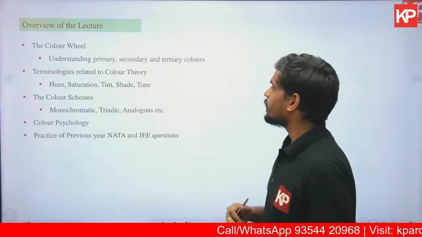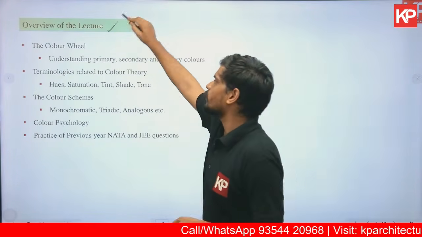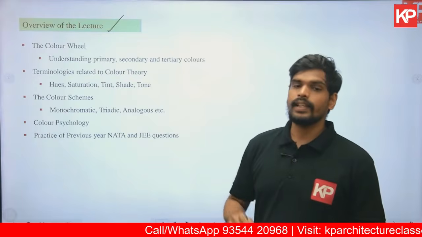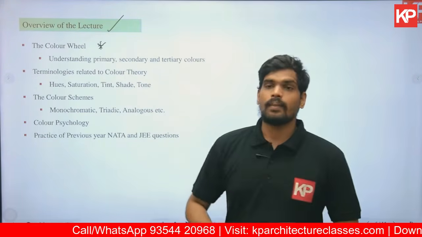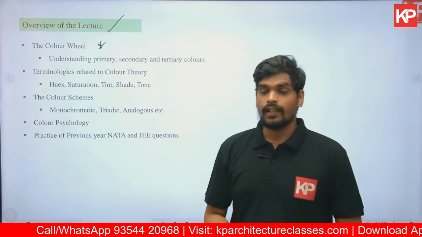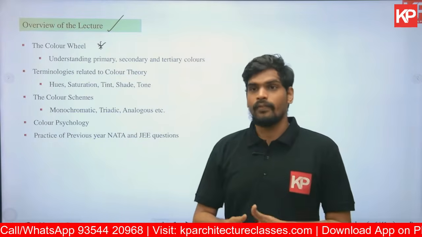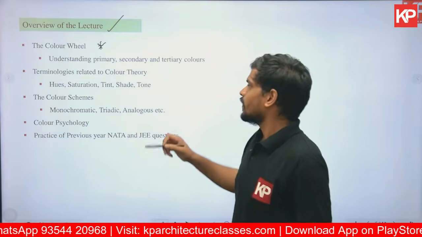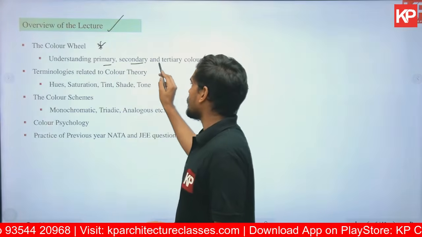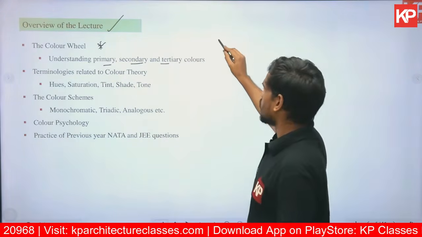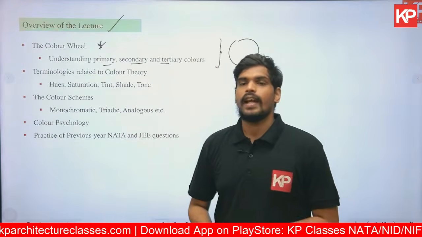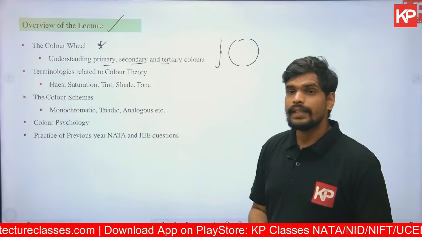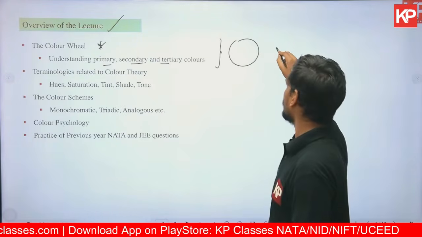So with that, let me first introduce you to the overview of the lecture. What are the points we will be covering? First and foremost, we will look into the concept of the color wheel. There's something called a color wheel, where colors are represented on a circular wheel pattern. We'll start with that, where we focus on understanding primary, secondary and tertiary colors. So the color wheel represents colors on a circle, and then we understand what primary, secondary and tertiary colors are. That is point number 1.